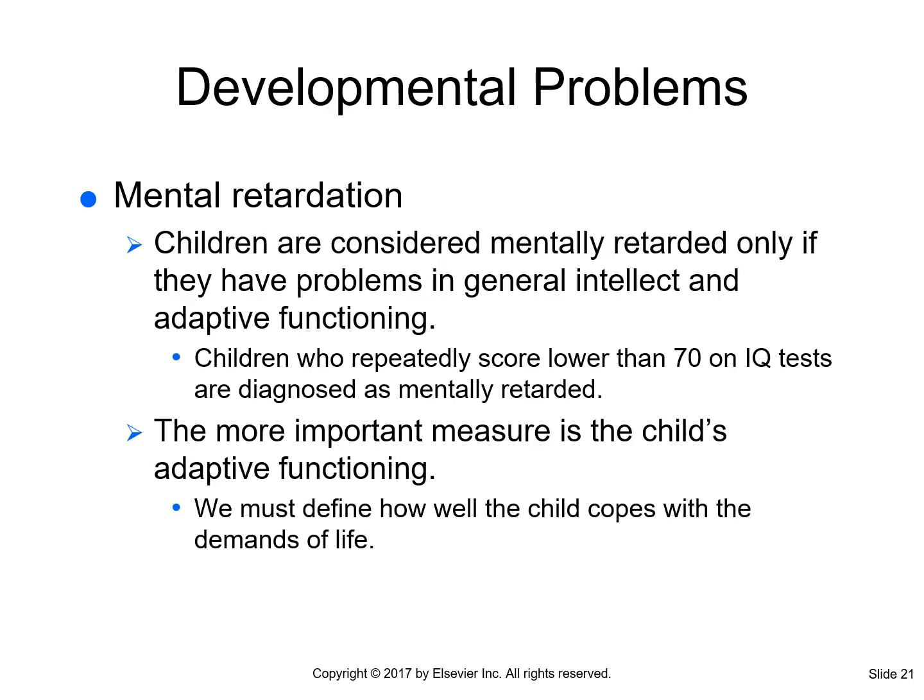Mental retardation. Children are considered mentally retarded only if they have problems in general intellect and adaptive functioning. Those that have a score lower than 70 on IQ tests are diagnosed as mentally retarded. The most important measure is the child's adaptive functioning. We have to define how well the child copes with the demands of life.